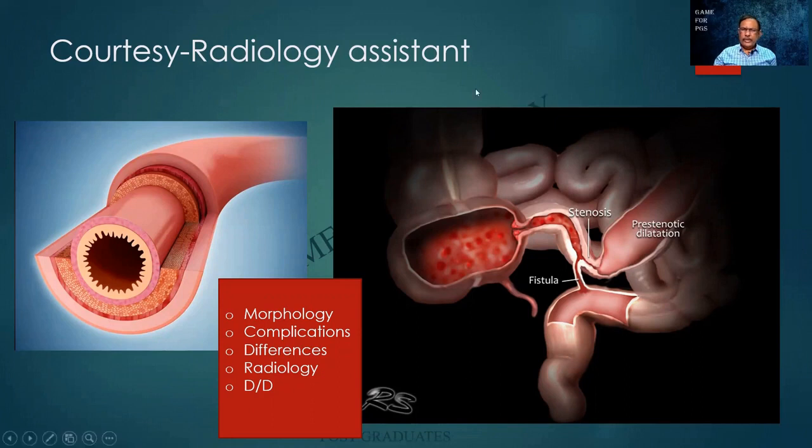A beautiful picture from radiology. Sometimes, I envy radiology nowadays because they are having better imaging facilities and they have literally overtaken the absolute truth of pathology.